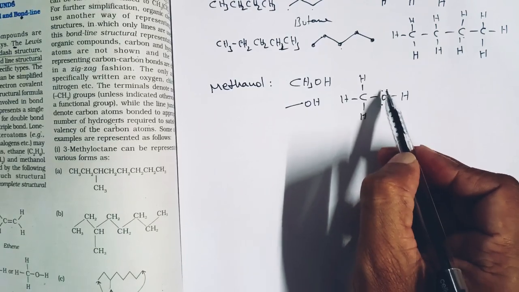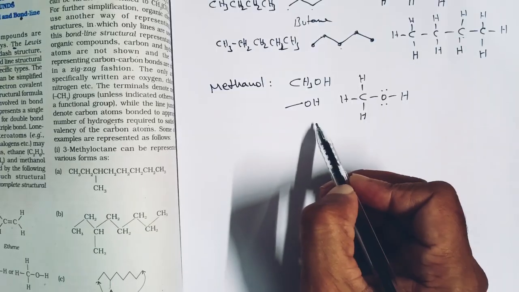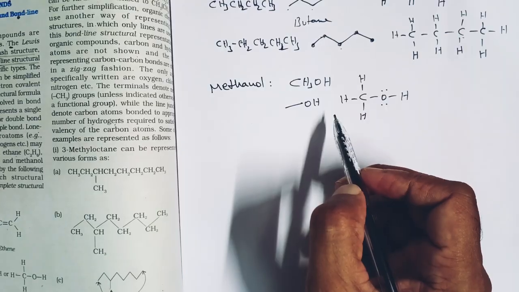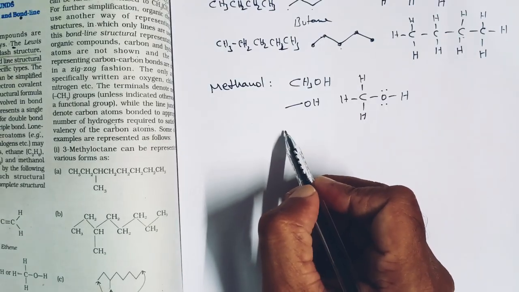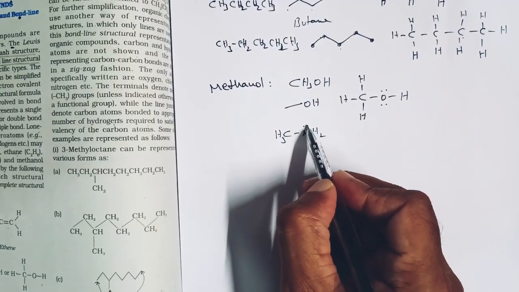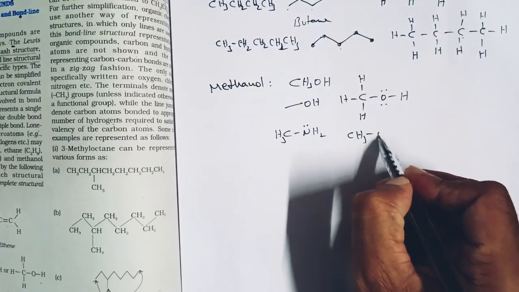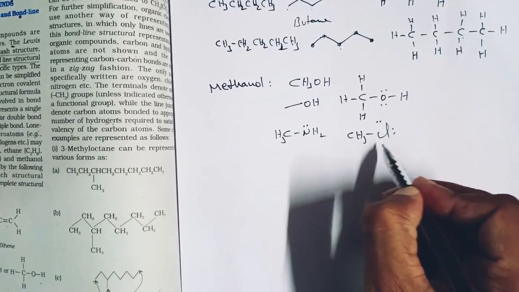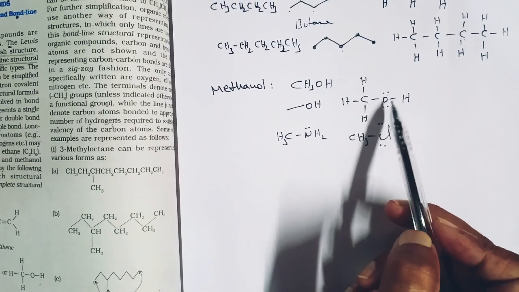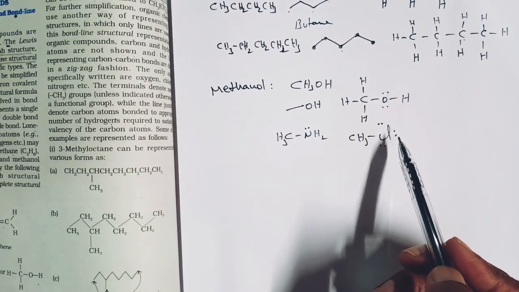Neutral oxygen is having two lone pairs of electrons. Nitrogen is having one lone pair of electrons. Halogen is having three lone pairs of electrons. So suppose if we write NH2 methylamine, then this nitrogen is having one lone pair of electrons. If we have to write methyl chloride, this chlorine is having three lone pairs of electrons. So like that, oxygen is having two lone pairs, nitrogen is having one lone pair, and halogen is having three lone pairs of electrons.